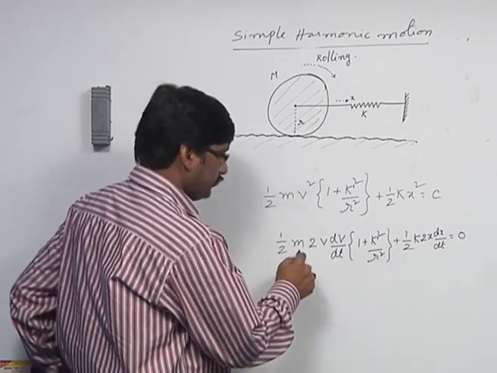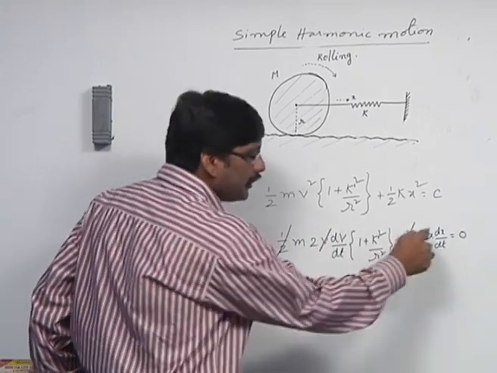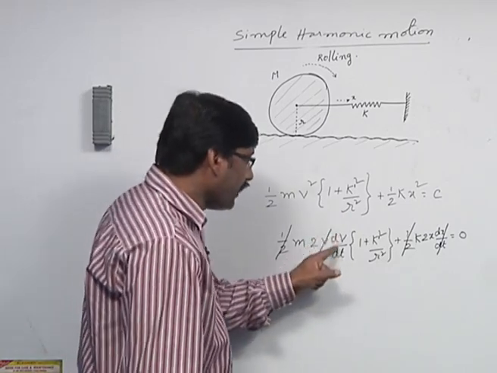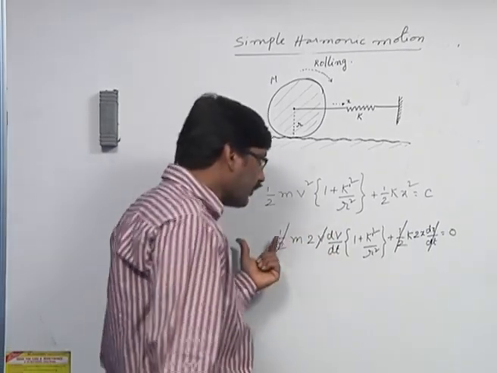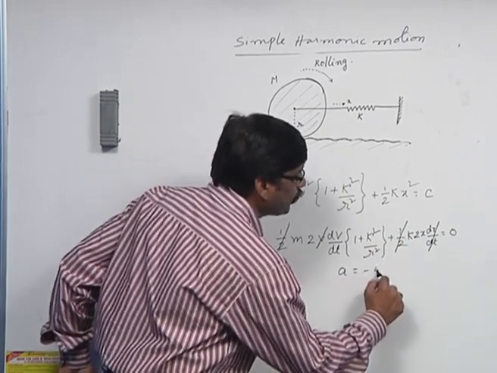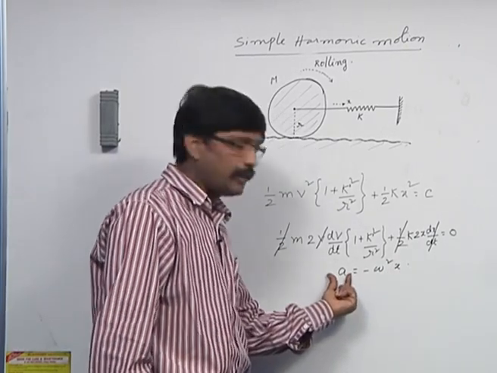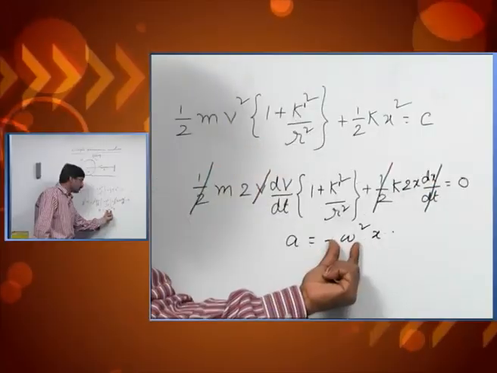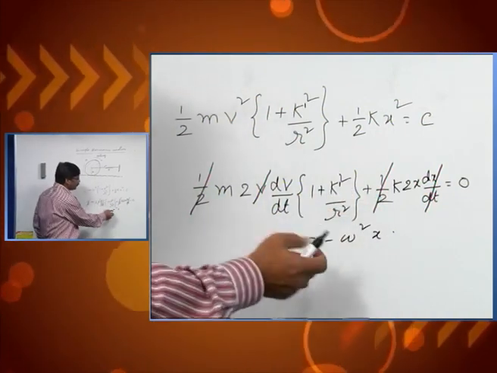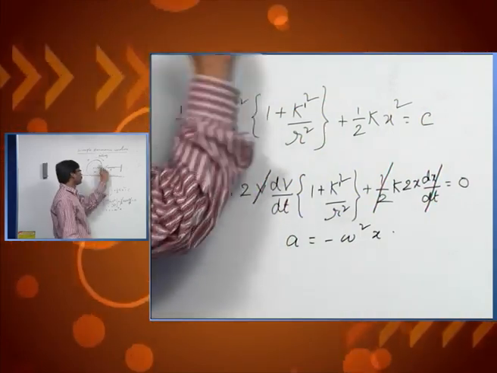Now, simplify this. Anyhow, half is common. Here v, dx by dt is again v, gets cancelled. And dv by dt is acceleration. So, this expression we can simplify, we can write a is equal to minus omega square x. The acceleration is equal to minus omega square x. You can take omega from this expression. From that omega you can find out either time period or frequency of oscillation.